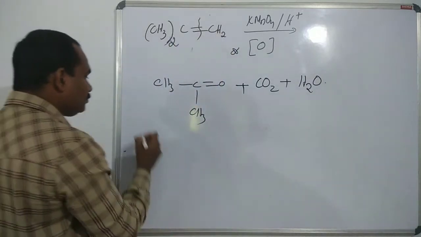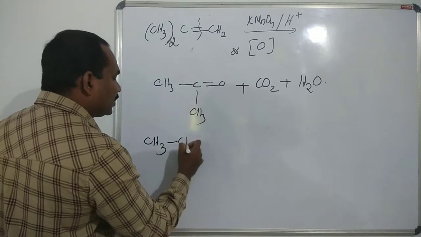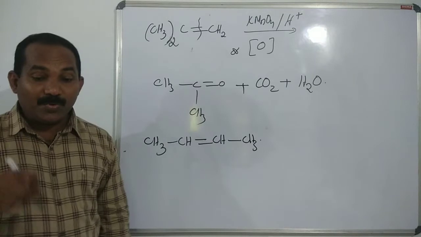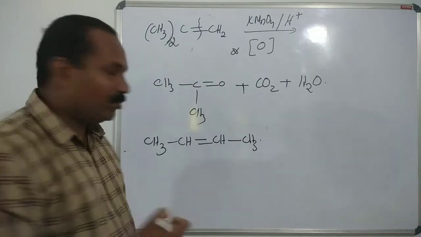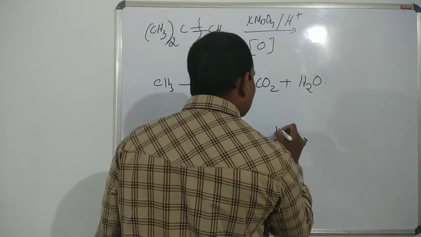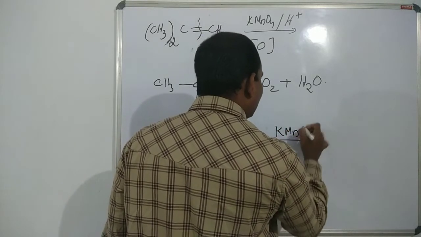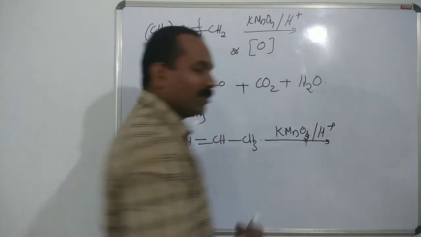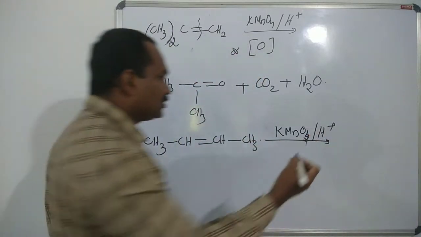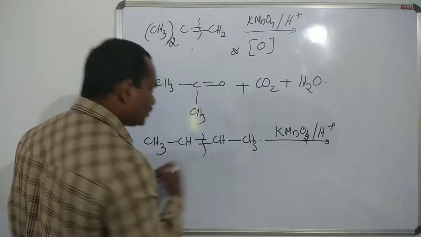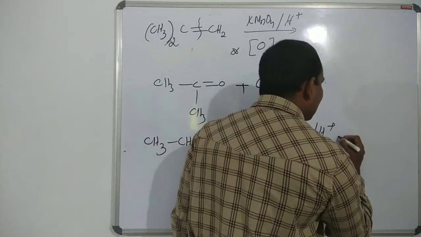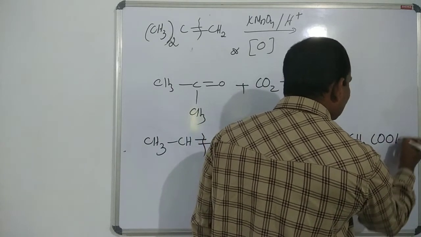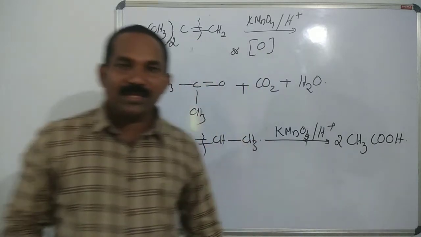But if we take CH3, CH double bond CH, CH3, butene, and KMnO4 in the presence of H+, the bond breaks here. Oxidation takes place. We get 2 moles of CH3COOH.